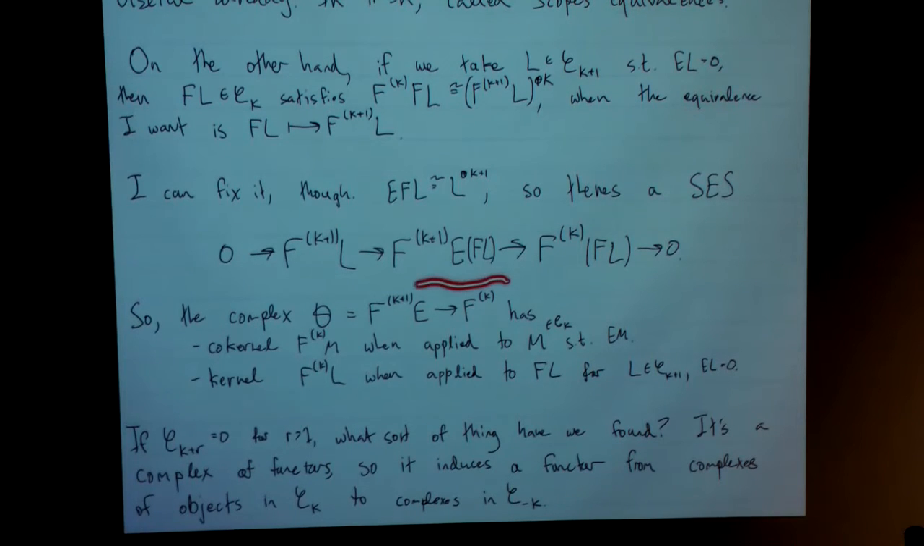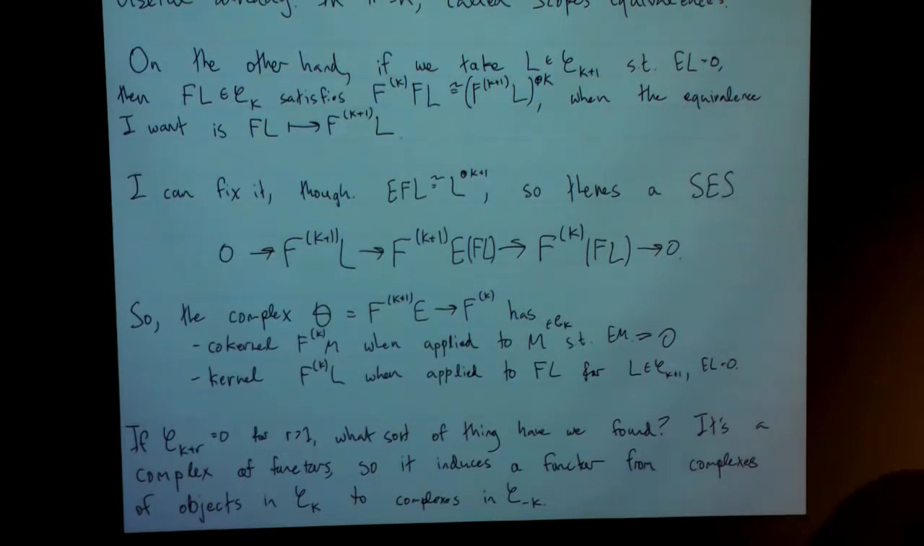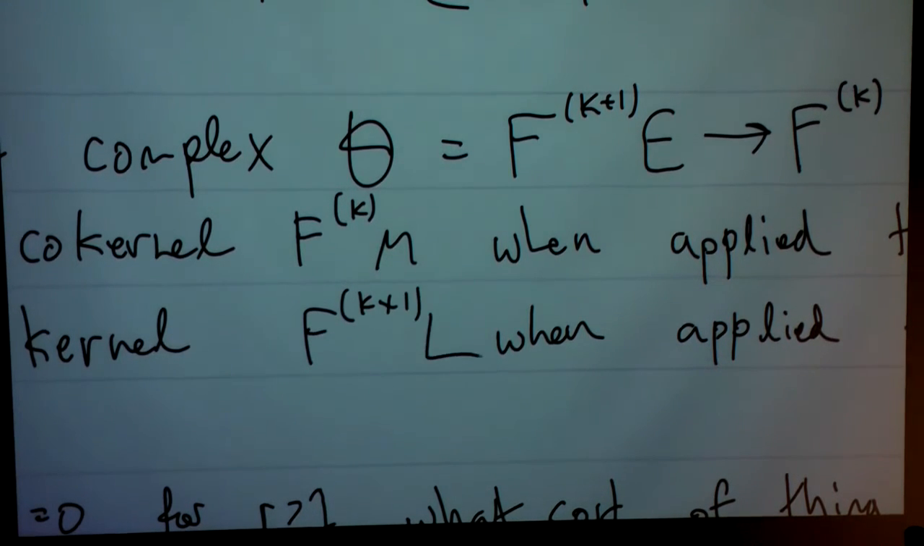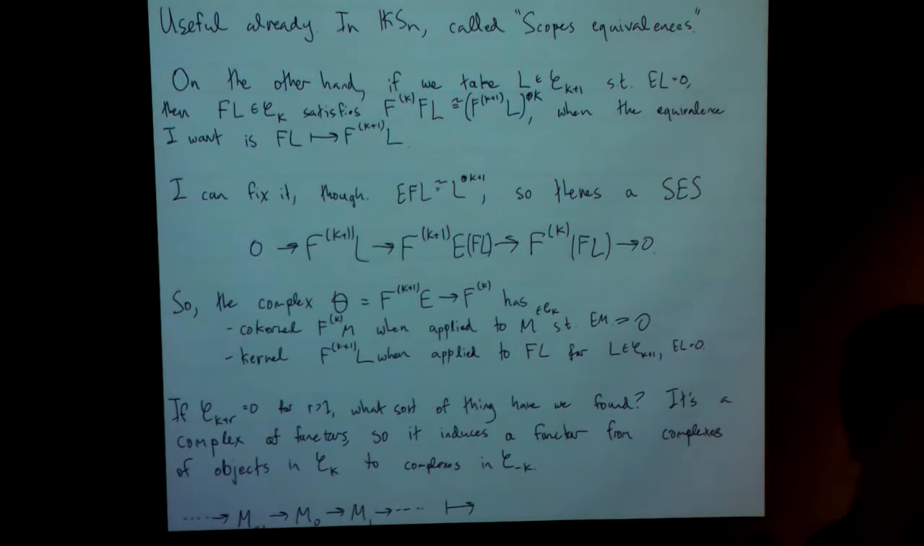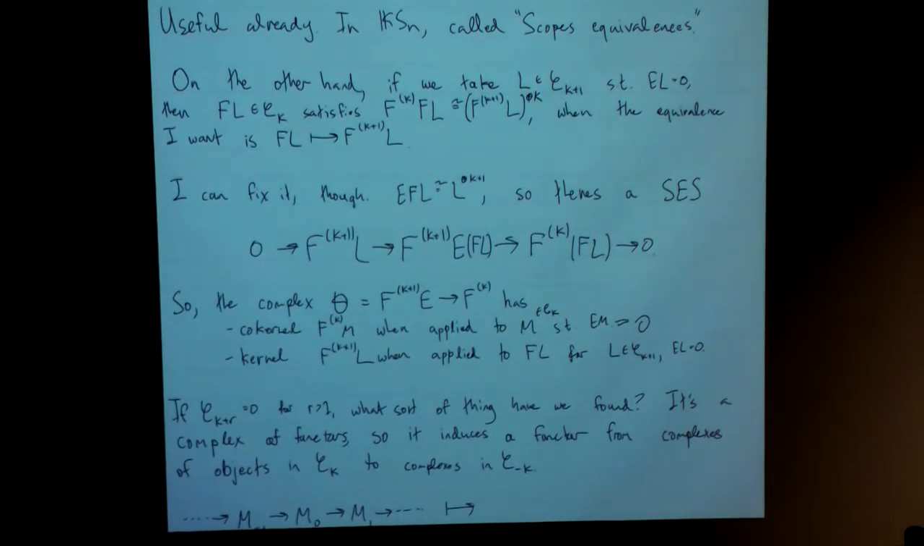So I have this complex, F^(k) and E F^(k+1). And somehow this gets the things I wanted, but it gets them in a funny way. If I apply this to a module where E is 0, I get that the co-kernel of this map is the thing I want. It's F^(k+1), sorry, there's a k+1 missing here. So that's the co-kernel if I apply it to something that's killed by E. On the other hand, if I apply it to something that's in the image of F, I get the right thing, but it is the kernel of this map instead of the co-kernel. So somehow this complex is doing the right things, but it's kind of mixing things up.